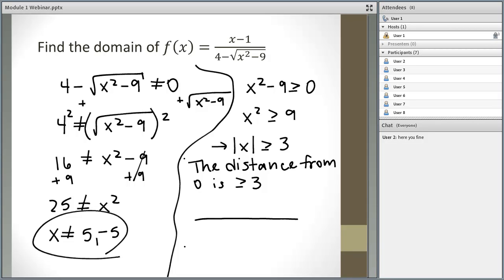So on a number line, here's 0, and absolute value represents the distance from 0. So the distance from 0 is greater than or equal to 3. So let me draw 3, and also the negative 3, because when I take the absolute value of negative 3, I get 3. So all of the numbers greater than or equal to 3 would work. And I use the bracket because we're including the 3. And all of the numbers less than or equal to negative 3 would work, because that means the distance from 0 is more than or equal to 3.